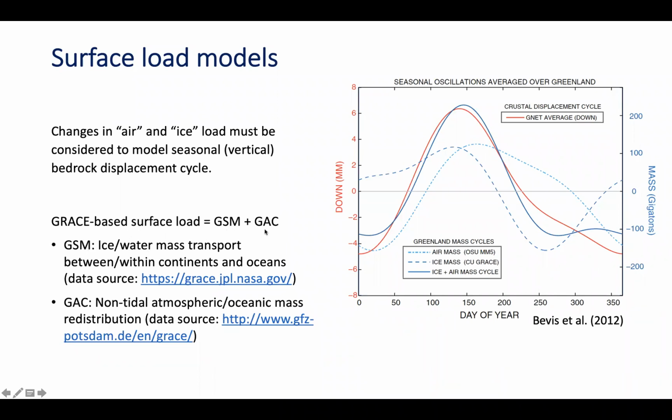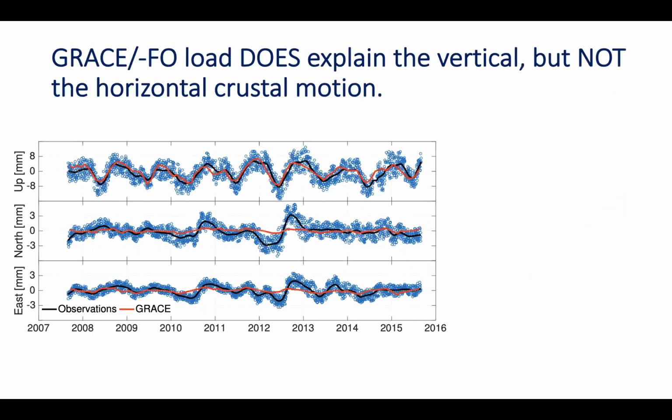So GSM and GSC, they respectively capture the ice and air mass, if you may. And here is our model prediction. In black, we show the observation, and in red are the GRACE-based model prediction. So we find a pretty good fit, I'd say, for the vertical component, as expected.